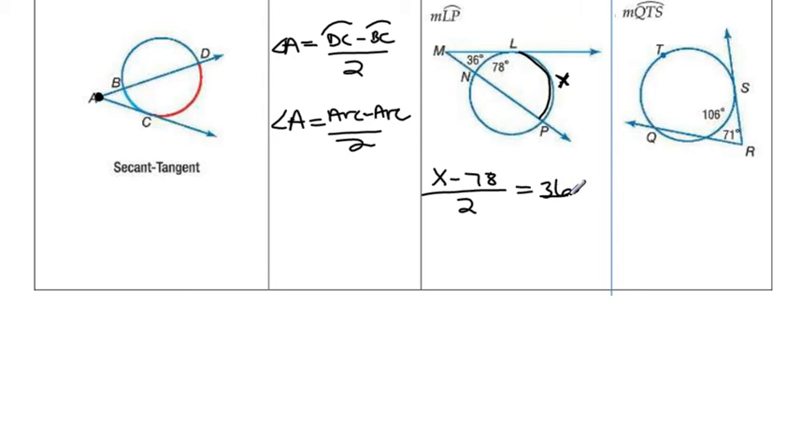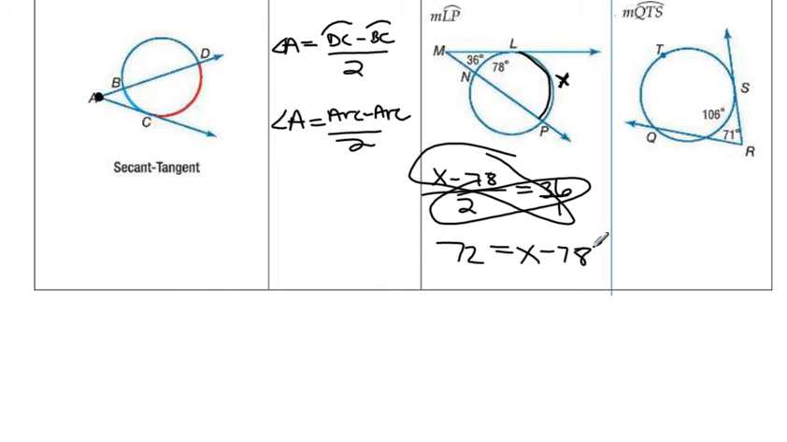Okay, we can go ahead and cross multiply here. 2 times 36 is 72, which equals 1 times x minus 78. So then we would go ahead and add 78 to both sides of our equation, and we get x is 150.